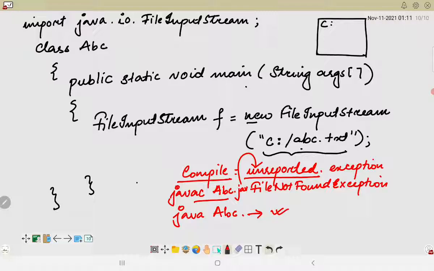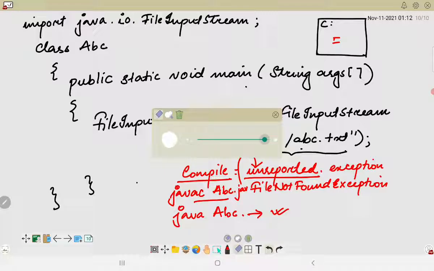So I believe this much we have understood: the exception will not occur at compile time. The compiler will just give us an indication that there might be an exception because the file might not be present in the C drive. So this is what the compiler is trying to tell us.